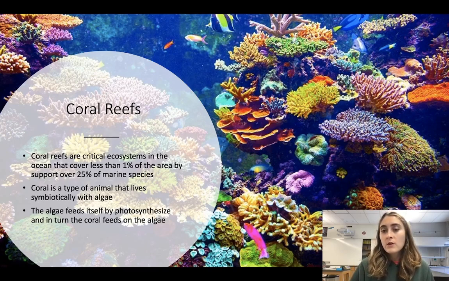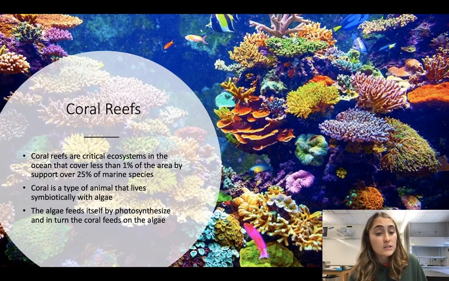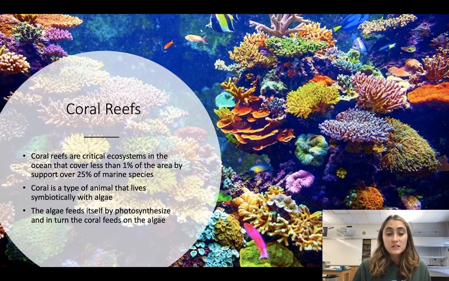So coral reefs, we know, have a high amount of biodiversity. They are one of the most biodiverse aquatic ecosystems, and one thing that makes them really special is the types of animals that live there, namely coral. Coral lives very symbiotically with algae. The algae feeds itself by photosynthesis, and in turn the coral then feeds on the algae. So that's really the crux of that ecosystem, and it's what we're largely trying to protect.